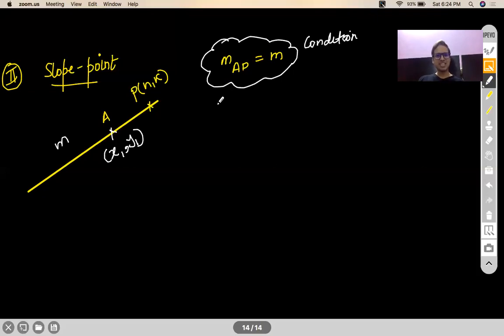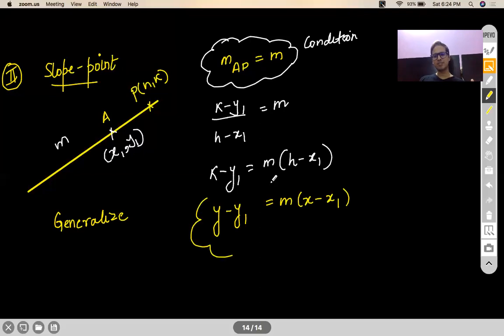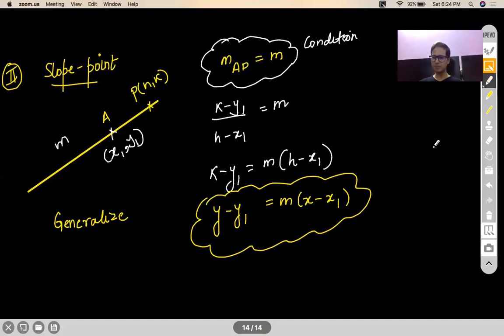So that means k minus y1 by h minus x1 will always be m. In other words, k minus y1 is equal to m times h minus x1. Correct? Replace your k with a y and h with an x, and there you go. This is the standard form of an equation of a line, which we call the slope point form.